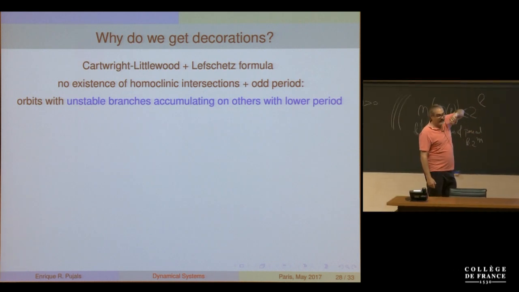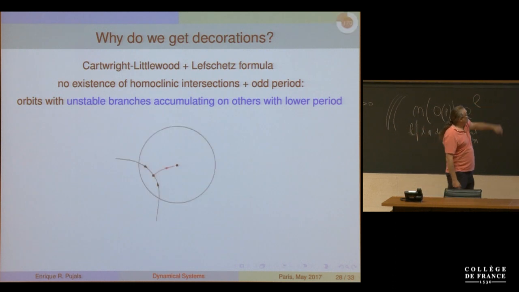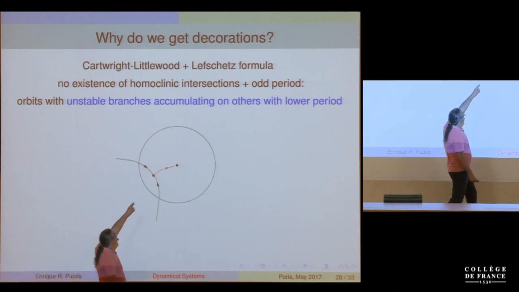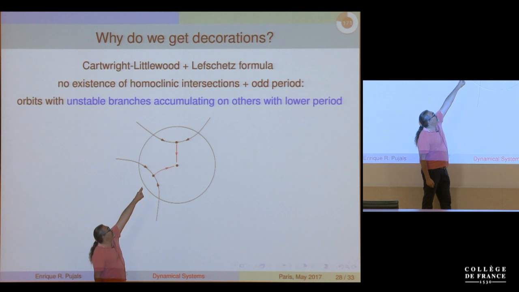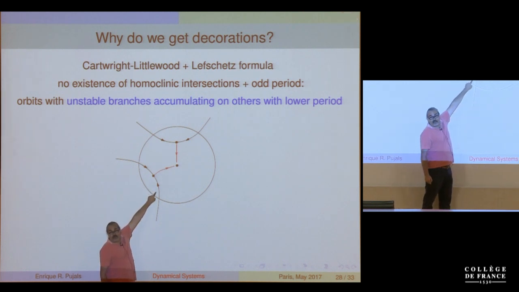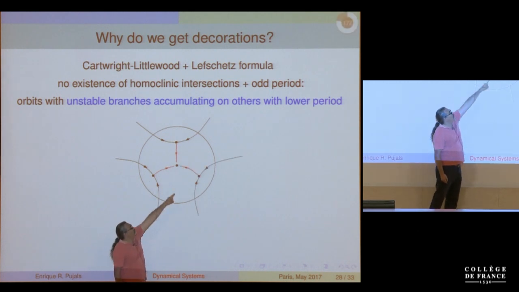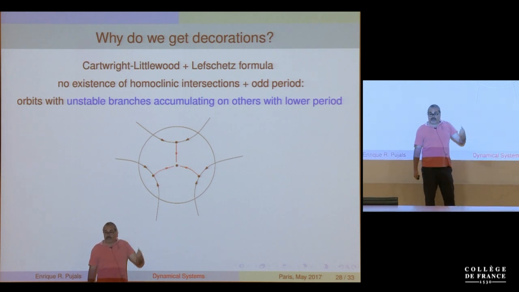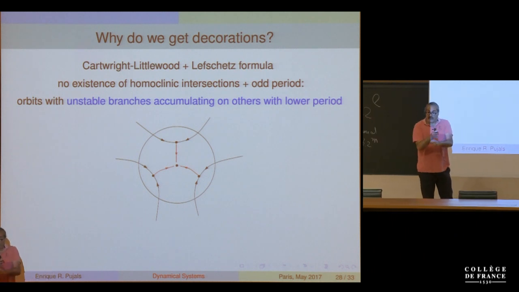So the first line is something that goes back to the 50. Now you have an orbit with odd period, and the unstable branch accumulates on another with lower period. So you have the unstable branch go in there. But this has period 3, let's assume. So the next iterate has to be over there, it cannot be here, because if you go here, you have a homoclinic intersection, because one is an iterate of the other. So you have to go to the other side. And the next iterate can be neither there nor there, so it has to be there. So you start to decorate the disk. So if you have period 3, odd period, you have to be rotating around the center.